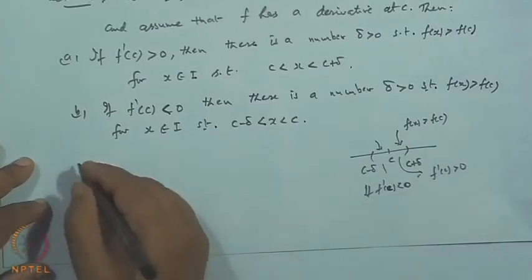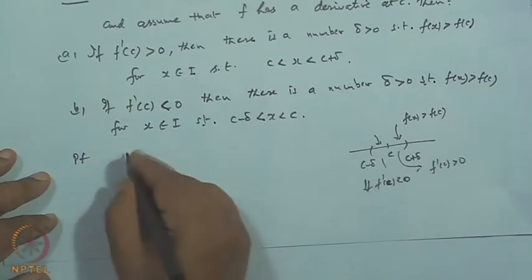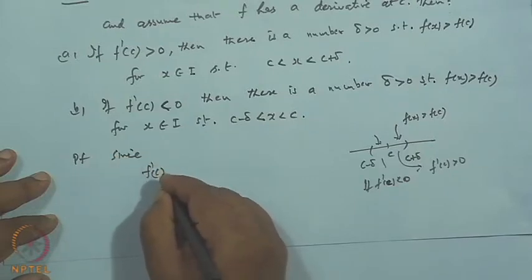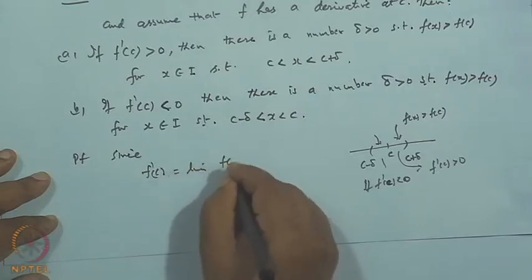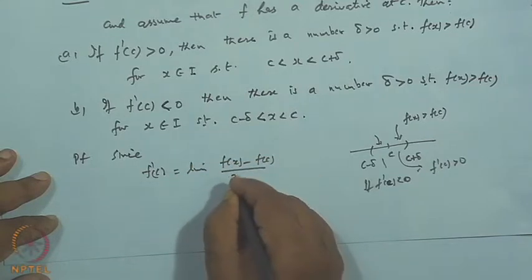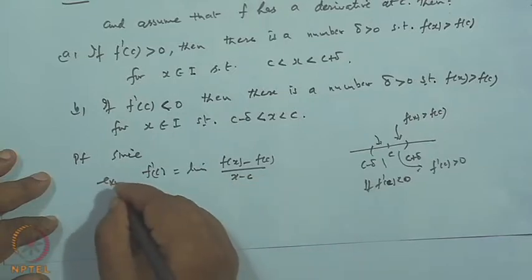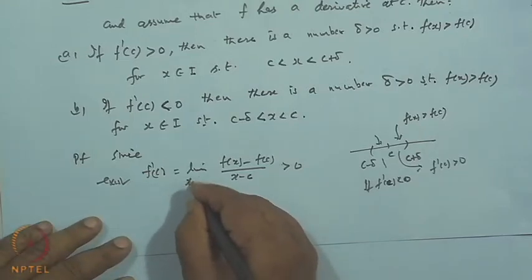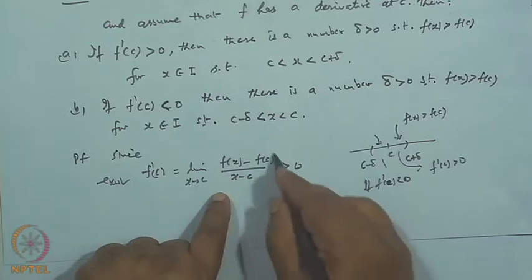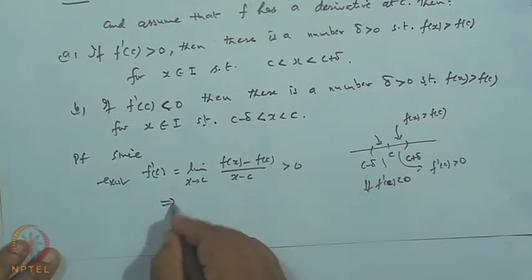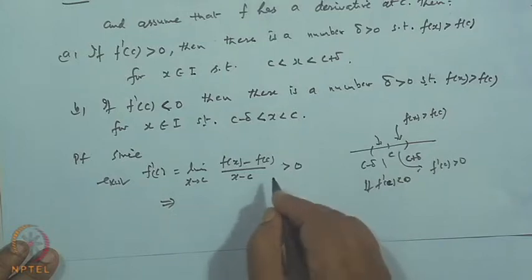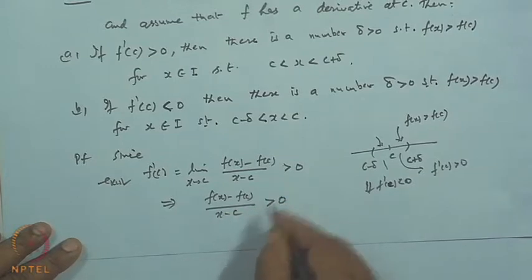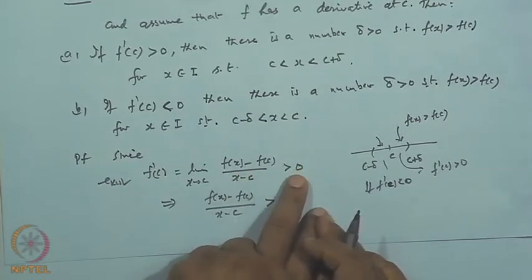In fact, the proof of this is very simple. Since the derivative f prime c exists, which is the limit of (f(x) minus f(c)) over (x minus c), and it is given to be greater than 0. Now, when the limit as x tends to c is greater than 0, then obviously this entire quotient must be positive. This is only possible when the quotient is greater than 0. Otherwise, if it is negative, we cannot get the limit to be strictly greater than 0.